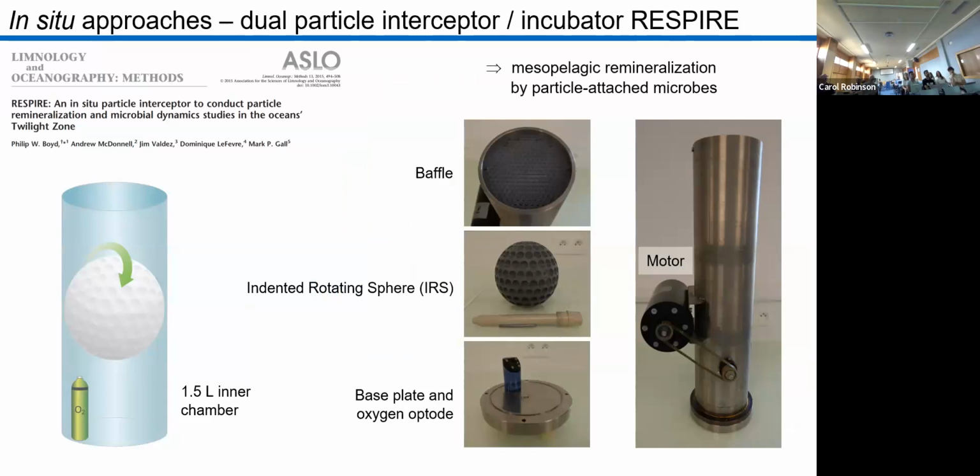A complementary tool. The second tool we are using is the dual particle interceptor incubator respirometer. This instrument has been developed not by myself, but by Philippe Boyd and collaborators. Philippe is working at the University of Tasmania. The objective of this tool is to measure mesopelagic respiration by particle-attached microbes. So it's complementary with the IODA, which is measuring, let's say, the bulk respiration. Here we focus only on particle-attached microbes.